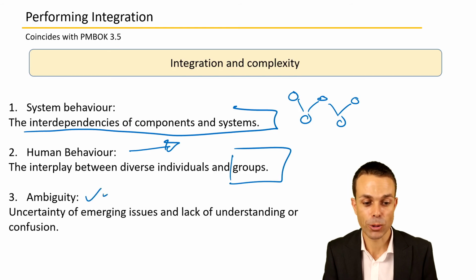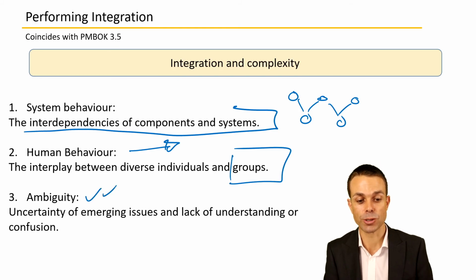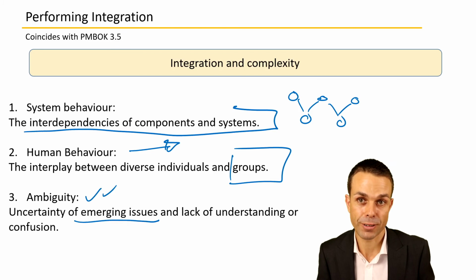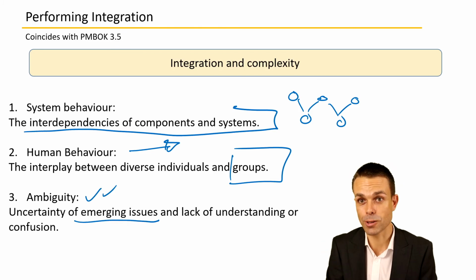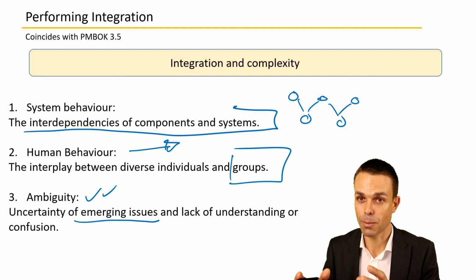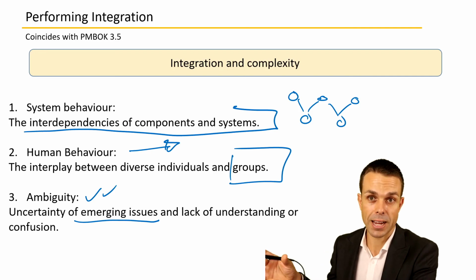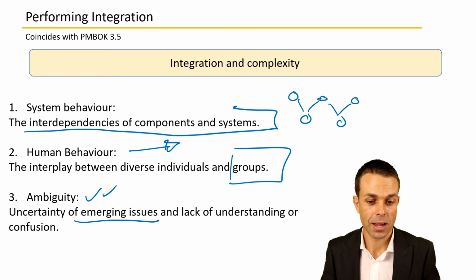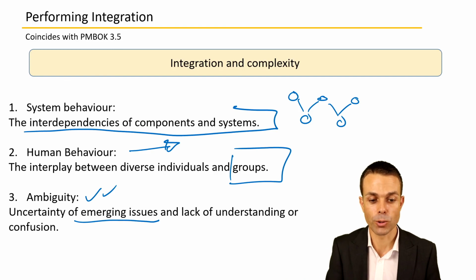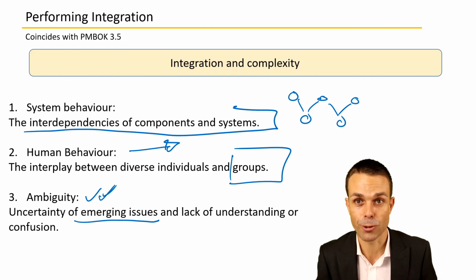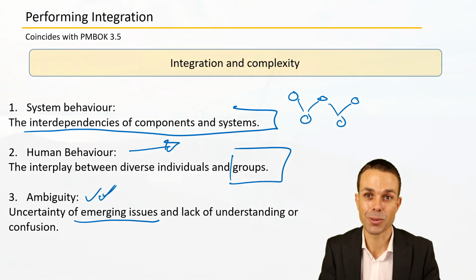And lastly, ambiguity, so uncertainty of emerging issues. So things can come out of left field, and they do, and you will come across this quite often. Something will happen, maybe it's a regulatory change, maybe it is a business change, maybe it's an organizational change, but something will happen and you will need to manage the ambiguity that arises out of that when you're going through your project.